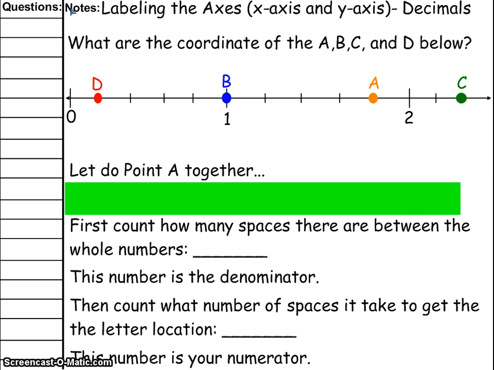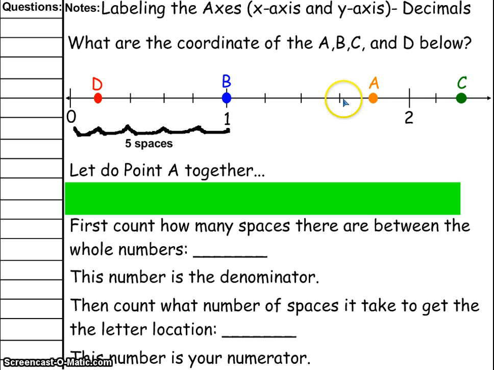Now we're going to label the axes, the x-axis and the y-axis, using decimals. It's going to be the same process as we did with fractions, just now we have to convert them to decimals. So again, let's do point A together. First, count how many spaces there are between the whole numbers. I'm going to start here at our whole number 0. 1, 2, 3, 4, 5. There's 5 spaces between the whole numbers 0 and 1.